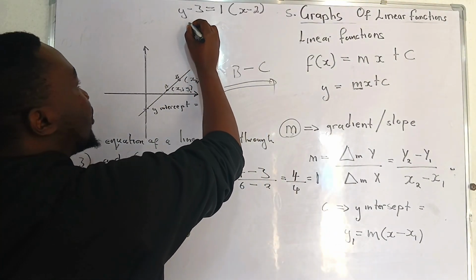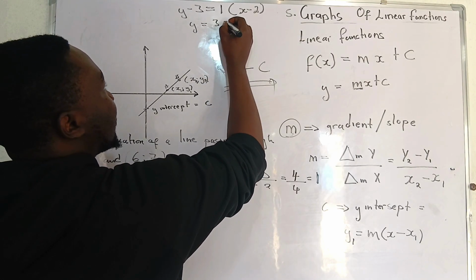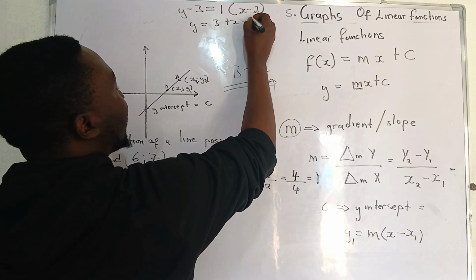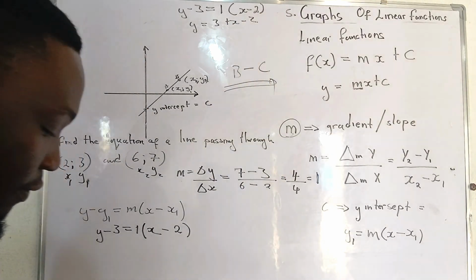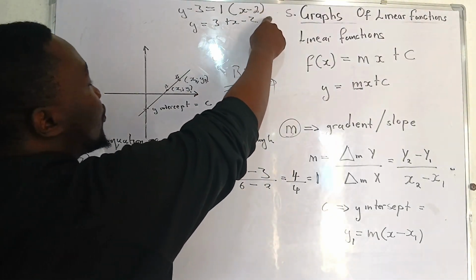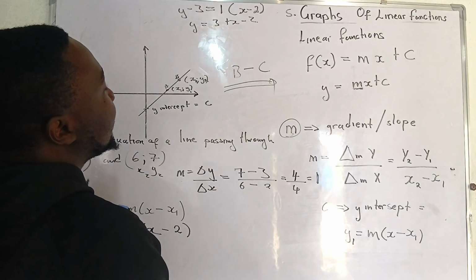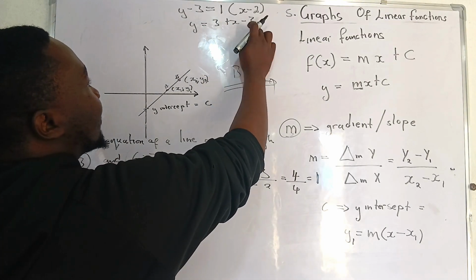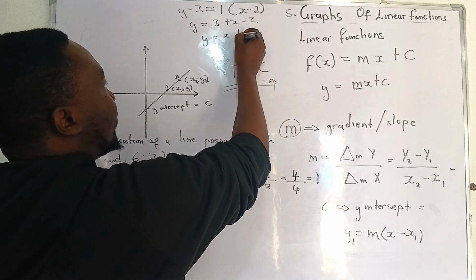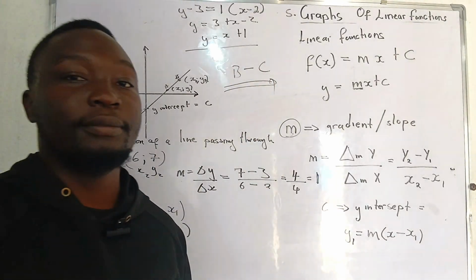So here you are going to have y equals 3 plus 1 multiplied by the whole bracket, x minus 2. Then 3 moves from here to here, it becomes plus 3. So we are going to have plus 3 minus 2, that's going to be 1. So y equals x plus 1. This is going to be the equation of the line.